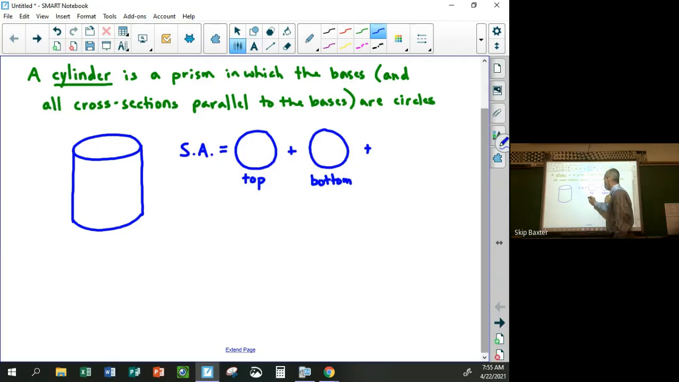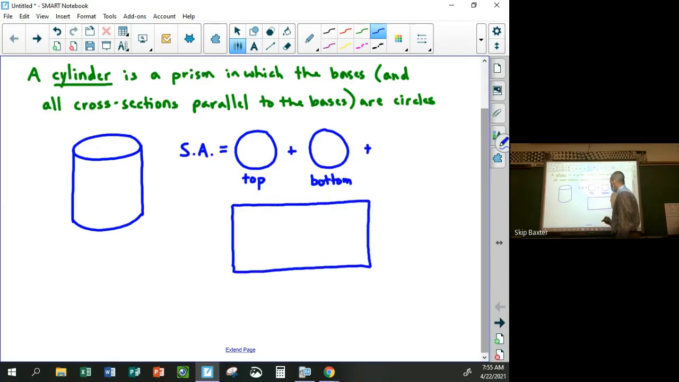plus this rectangular sidewall, which you can think of as like, if you take this cylinder and cut it with scissors up the edge of it and unroll it, it's just this rectangle. So this is just the lateral area of the cylinder, or the sidewalls.